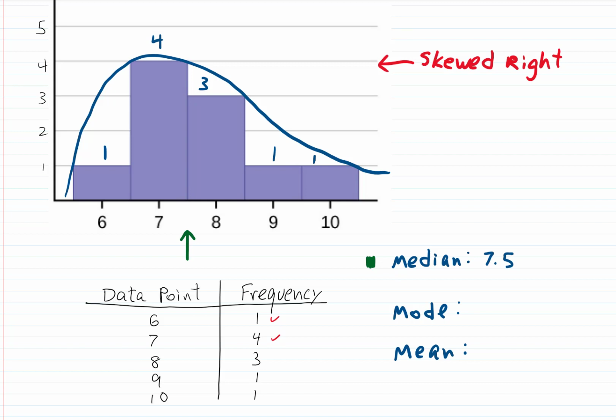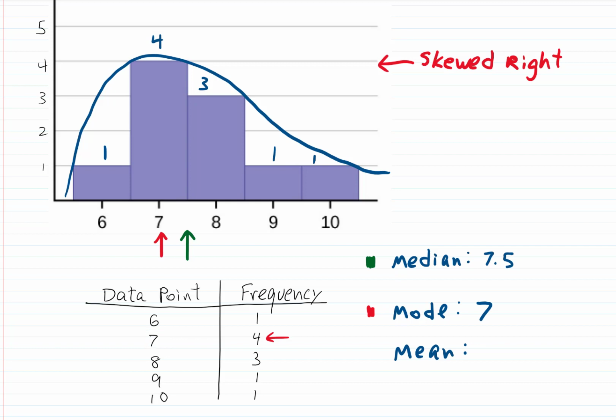Okay, what's the mode? The mode is the most common data point, which is a 7. So the mode is a 7. So that's right here.